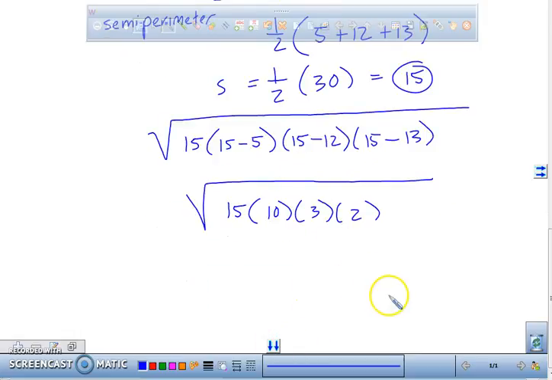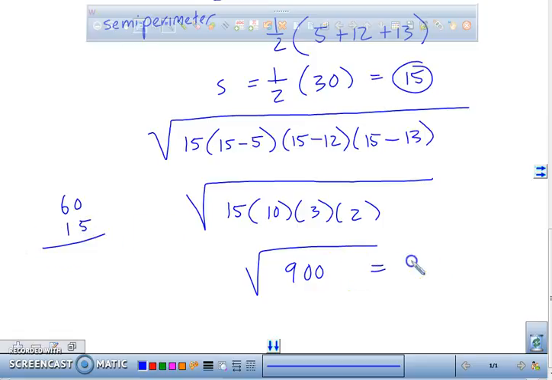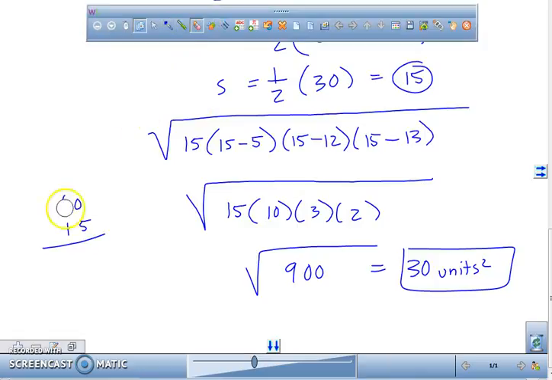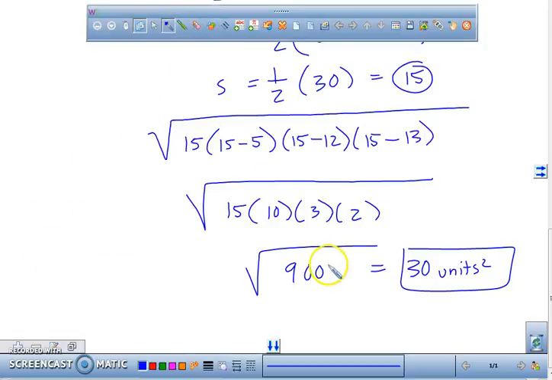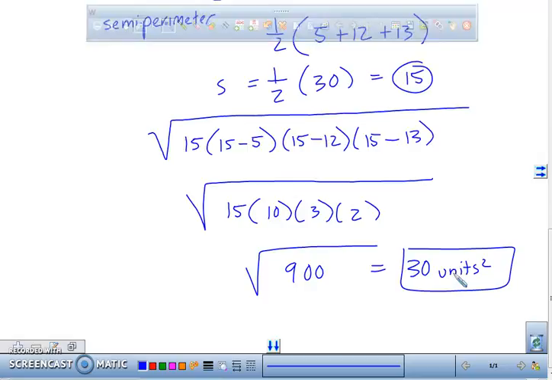So even if you didn't have a calculator, you could still whittle it down to something that makes more sense. 2 times 3 is 6. 6 times 10 is 60. What is 60 times 15? That is 900. And the square root of 900, what do you get? 30 units squared. So the product of all of this was 900 and the square root is 30. What did we say the answer was before we even did it? 30. Now what do you have to have in order to use this formula? You have to have the length of all 3 sides.